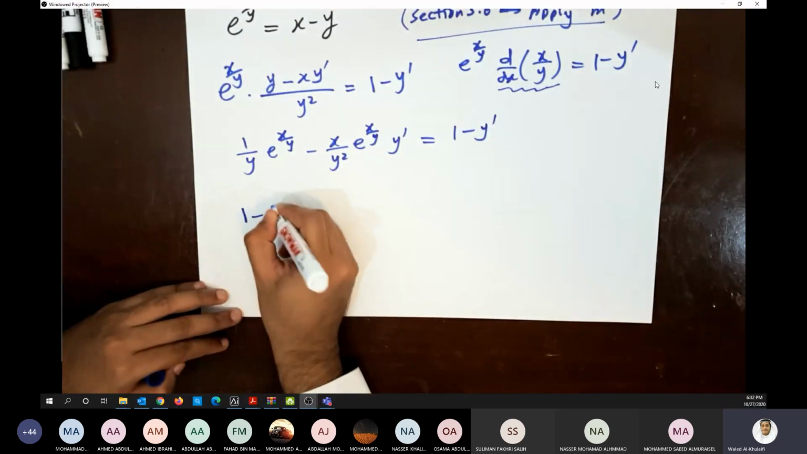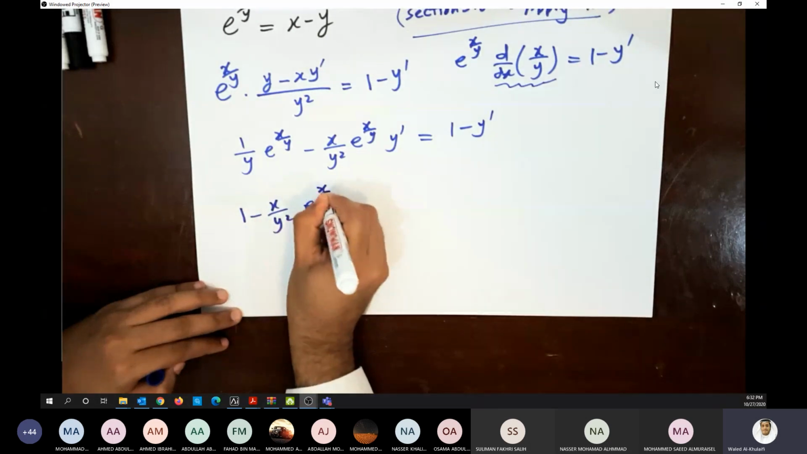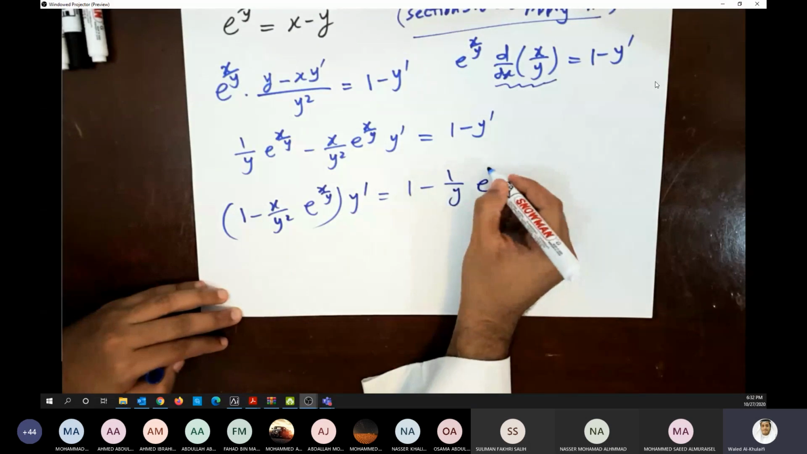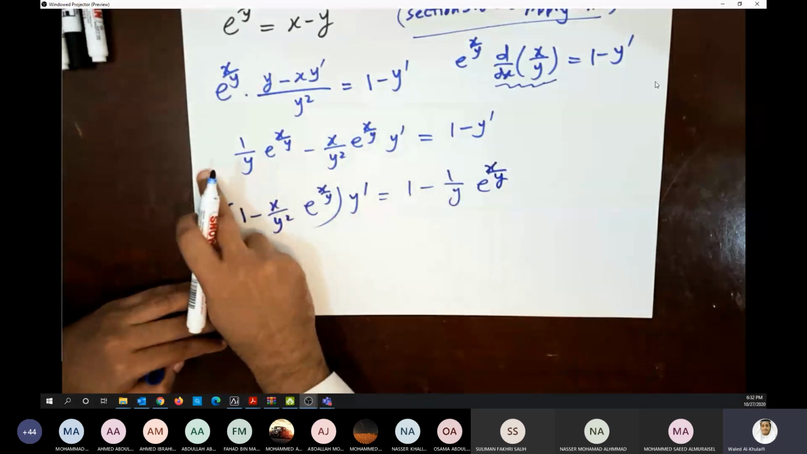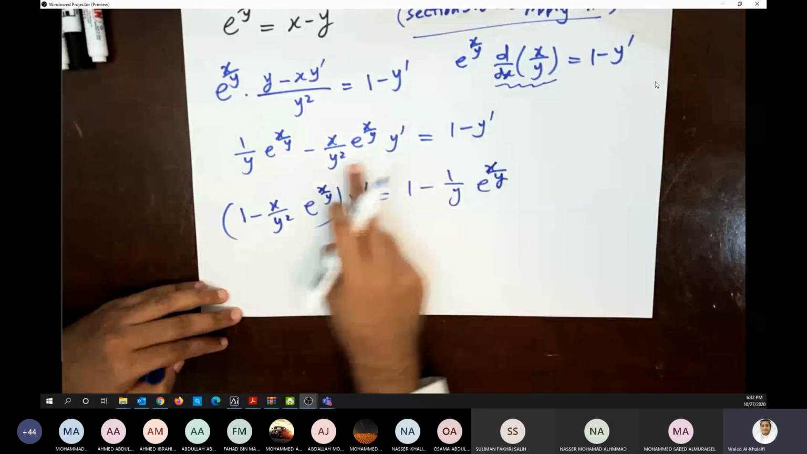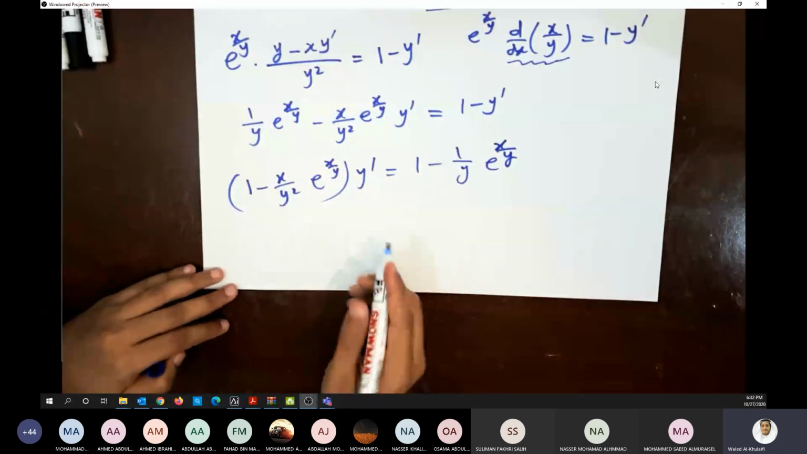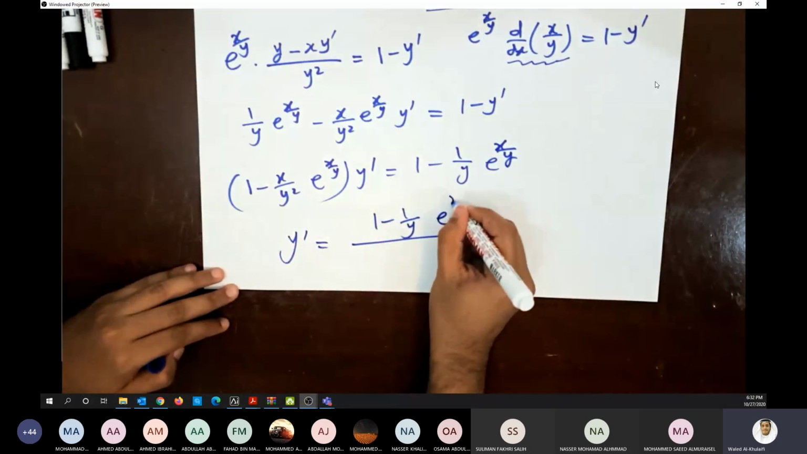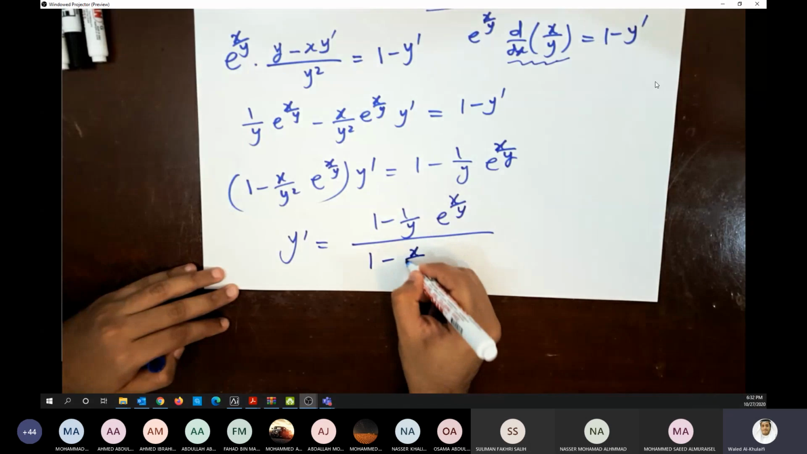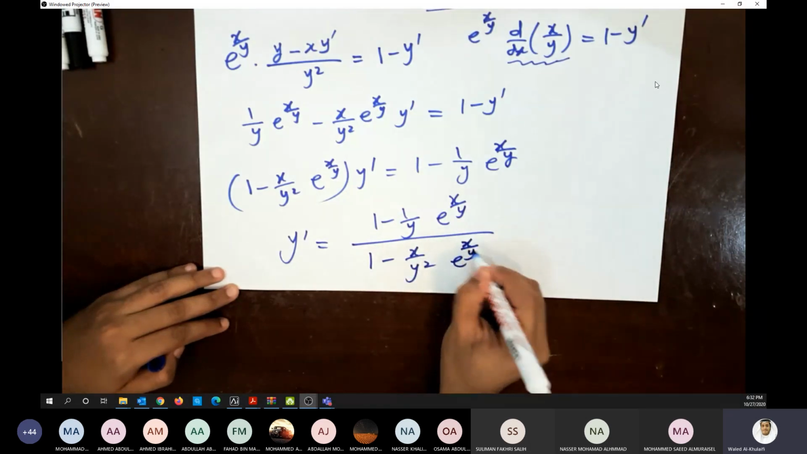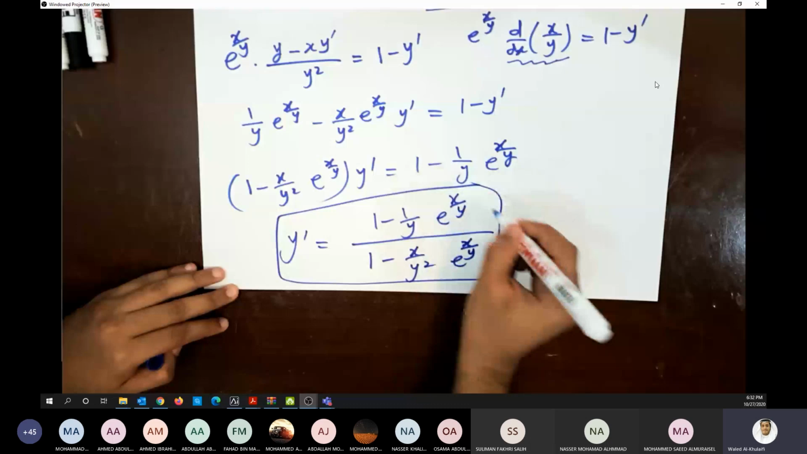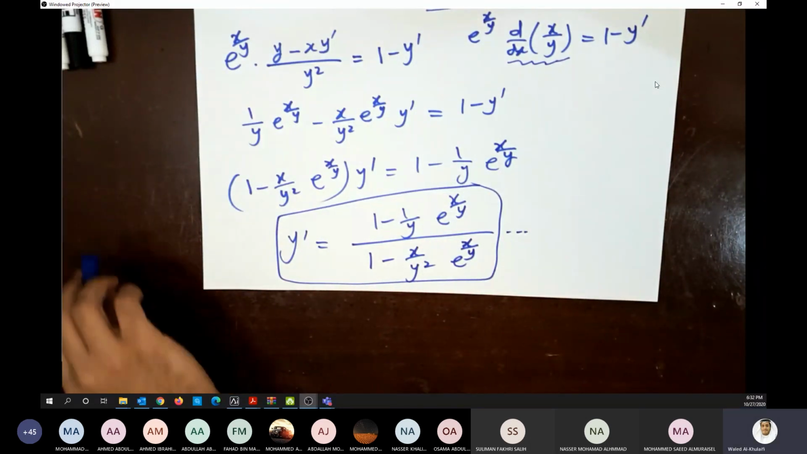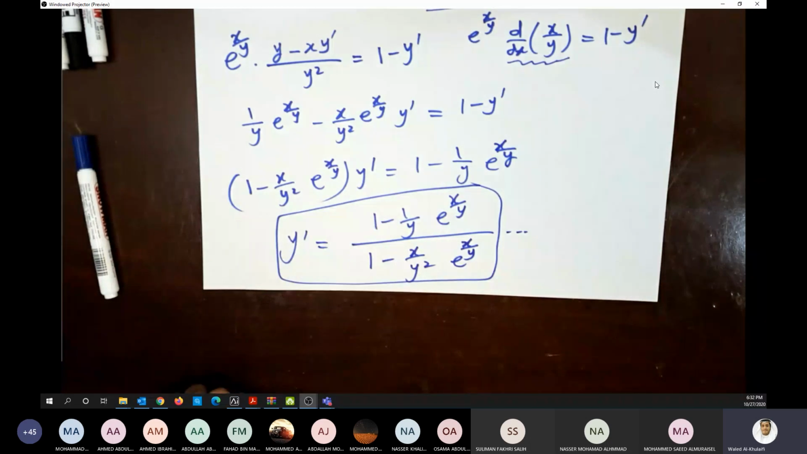So you have 1 minus x over y squared e^(x/y) y prime equals 1 minus 1 over y e^(x/y). And by the way, Shabab, you can multiply the whole equation by y squared to kill the denominator if you want. But if you want to keep it as it is, you can do it over 1 minus x over y squared e^(x/y). You can make it even better, but at least you know how to rearrange things, multiplying y squared both up and down.